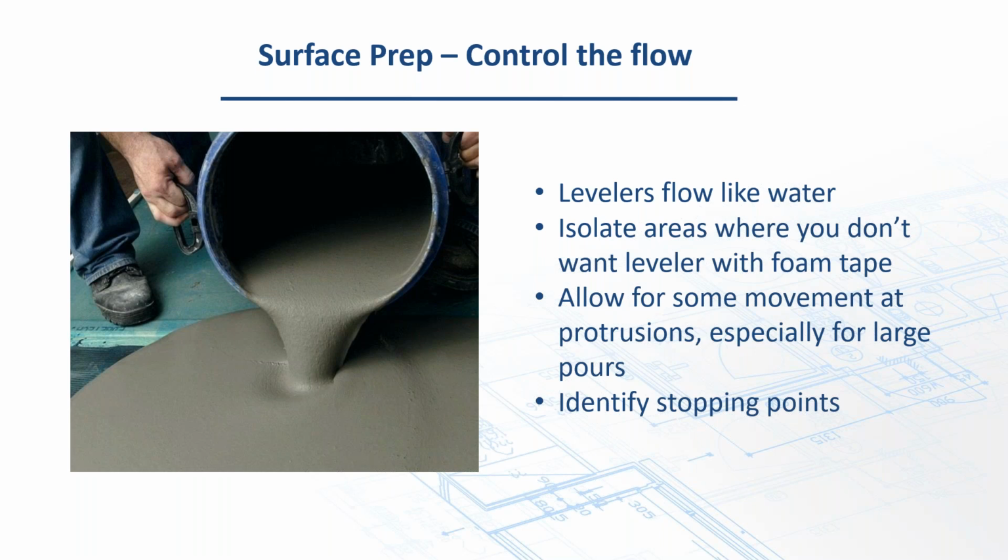You need to isolate perimeters, columns, any protrusions through the floor. There should be some movement area there. You can put foam around it. Some people use sand, a variety of different things, but allow for that leveler to expand and contract, especially on large pours. It creates a lot of stress within the leveler itself. Perimeters are critically important. Typically, like I said, most people use a foam tape. Real easy. You get the leveler done, come back and just razor cut that right off.